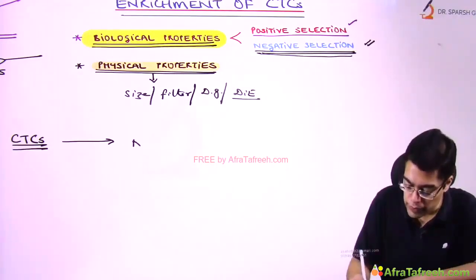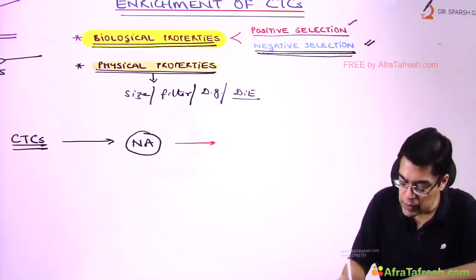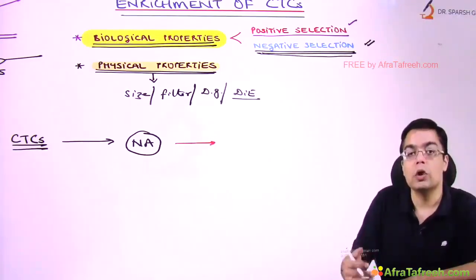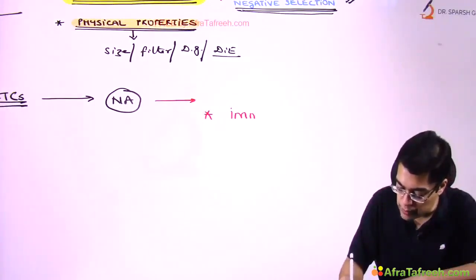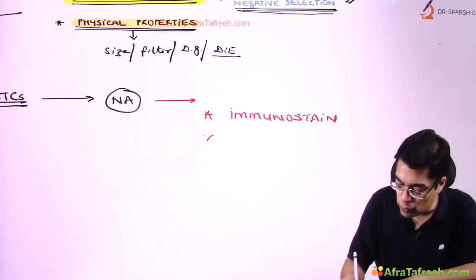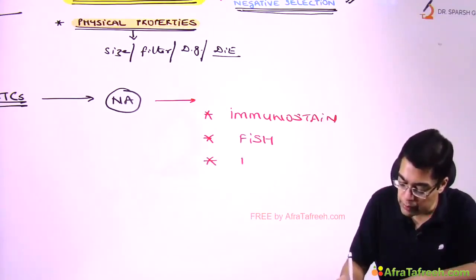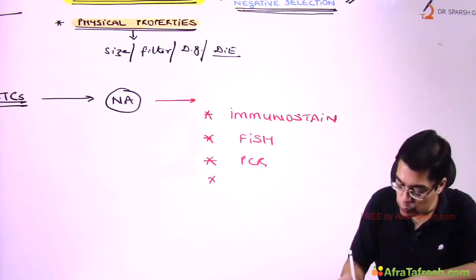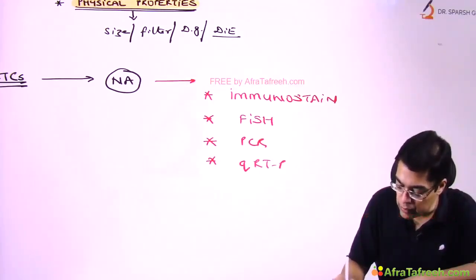Once you have the tumor cells available, now that they are going to be more in number, you can extract their nucleic acids, and these nucleic acids are going to be subsequently processed by different techniques. Say, for example, you can use immunostaining, or circulating tumor cell fluorescent in situ hybridization. You can go in for the polymerase chain reaction. For quantification, you can go for quantitative real-time PCR. You can go in for sequencing.